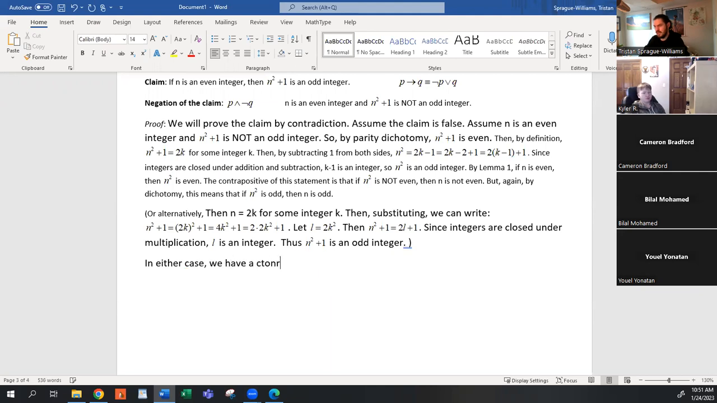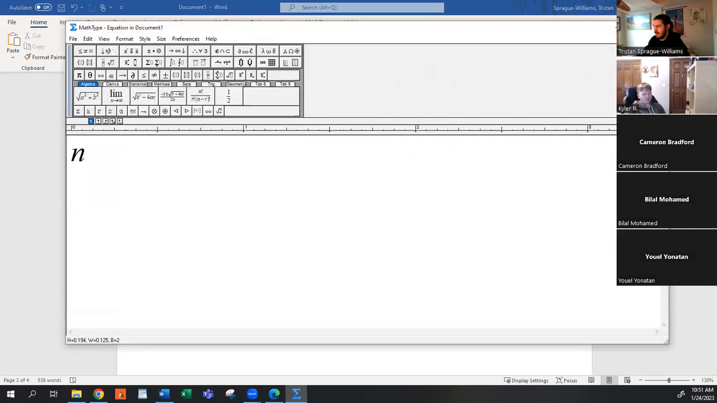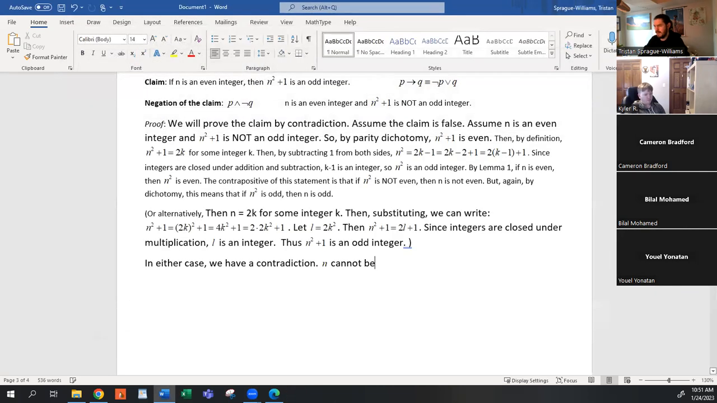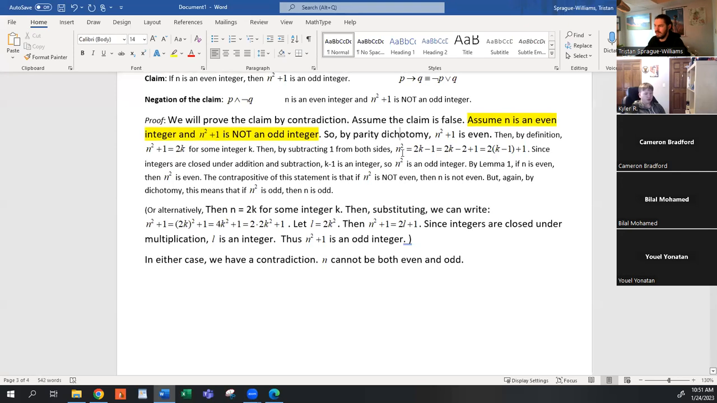We have a contradiction, which is this: n cannot be both even and odd, right? Because part of our assumption, I'm going to highlight here, part of our assumption there is that n is an even integer. But through this argument about n squared plus 1 being odd, we were able to conclude that n is odd, right? Those can't both be true.